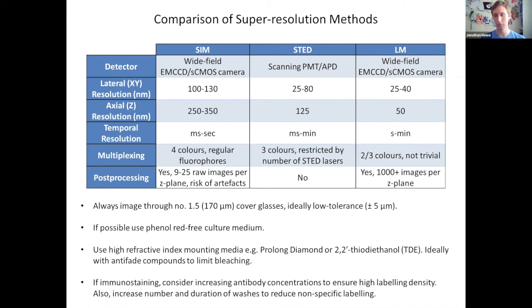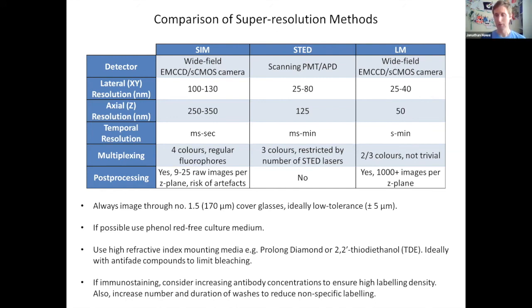If possible, use phenol red-free media. You don't really need phenol red in there to check the health of your cells. You can always look down the microscope in TC to see if they're happy or infected. Removing the phenol red will just improve the background level.